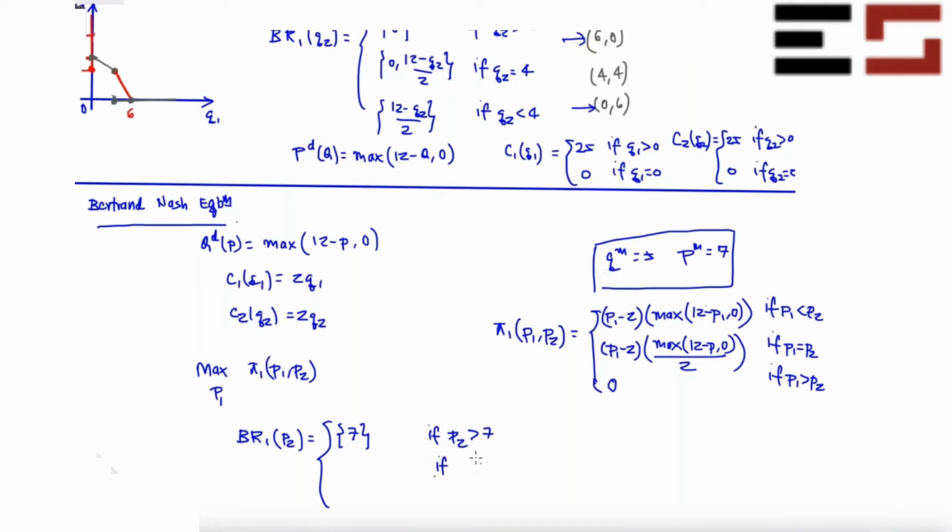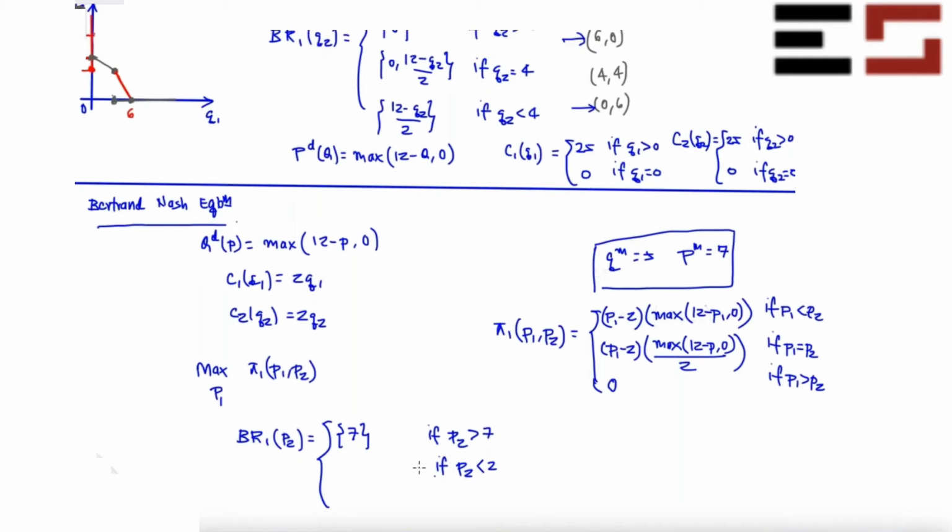Now, let's consider the case if P2 is less than 2. What do you think is the best response if P2 is less than 2? Notice that the per unit cost of producing is 2, right? Marginal cost is 2 and the per unit cost is also 2. So if you want to cater to this market, you have to charge a price lower than P2. So would you want to charge a price lower than P2 in this case if P2 is less than 2?